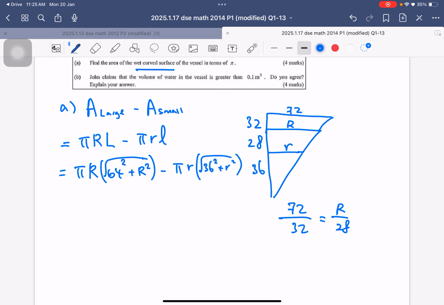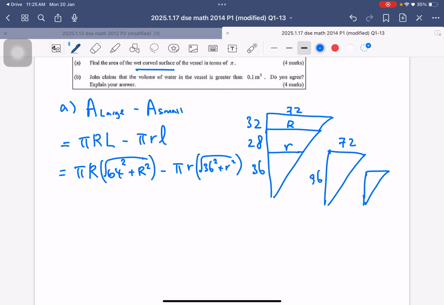Is this correct? Wait, this is the triangle. No, that's not right. Is this a triangle? No. Then can I use this 32? No. You need to use the whole thing, so try to separate the triangle again. This is 72. What is the height? 96. This is the big R, then what is the height?